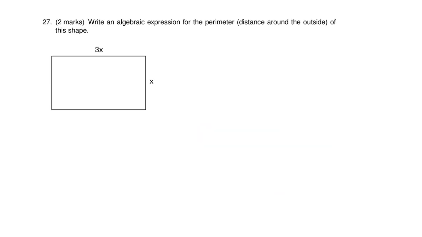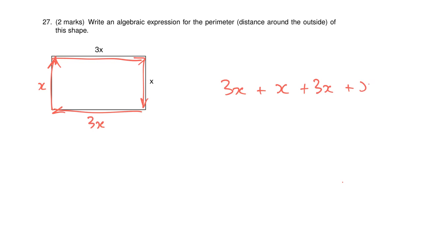All right, another perimeter question. Remember, the perimeter is the distance around the outside of a shape. So if I took a journey around the outside of this shape, even though the values aren't on here, I can put them in to help me understand that by doing the journey, I'm going 3x along here, 1x along here, another 3x, then another x. So my expression would look like 3x plus x plus another 3x plus x. That's the distances I'm covering on my journey around here.